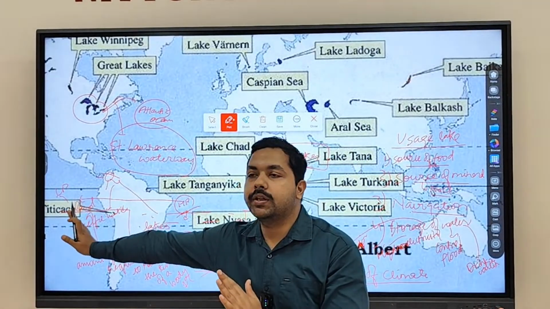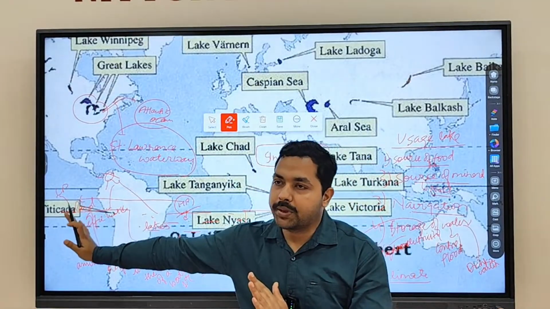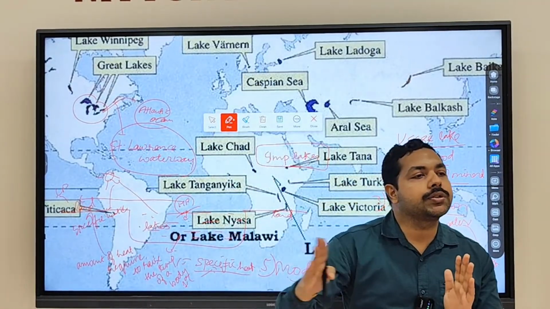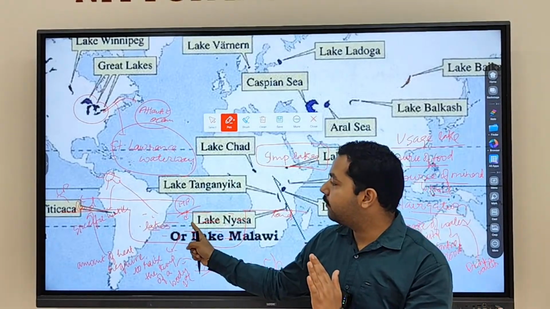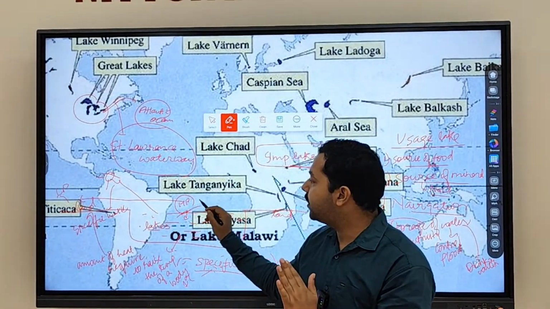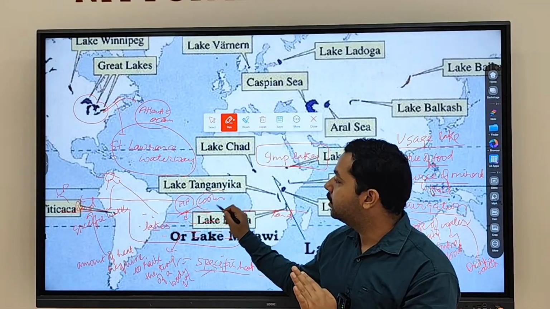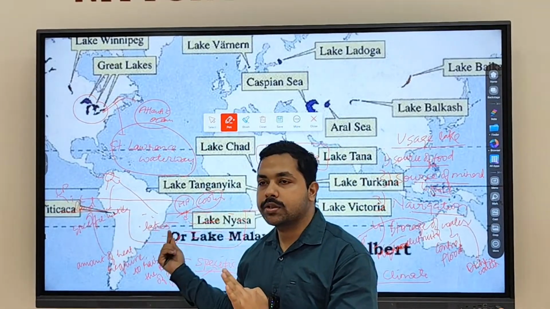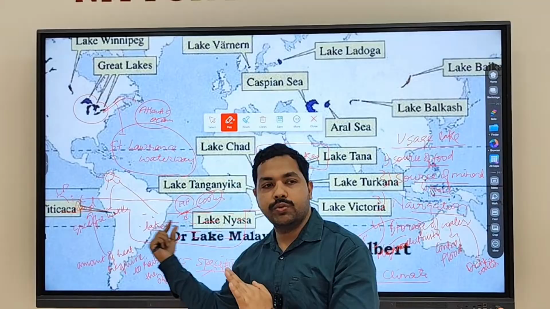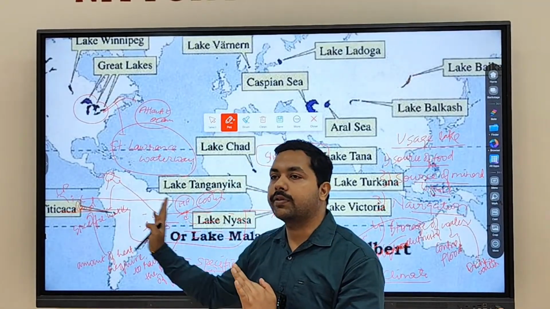Wind always moves from where to where? High pressure to low pressure. So when wind is moving from here, what will happen? Wind will take the cooler effect towards what? Cooler effect towards land, because this is cooler than the land part. So when wind is moving from here to here, wind will take the cooler effect from here to here.